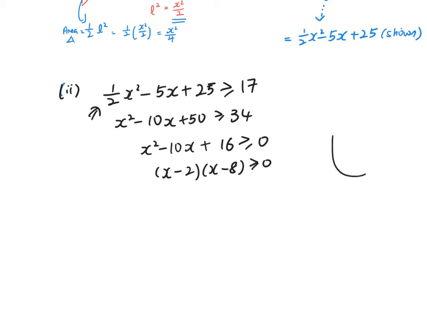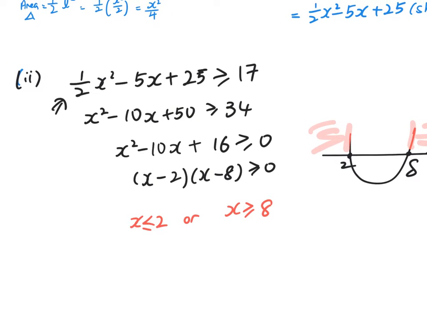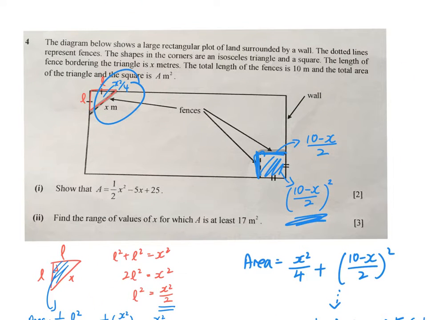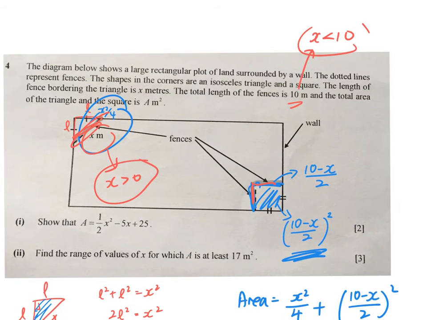Then just draw the graph out. This is 2, this is 8, and we do want the portion that's above, right? So that's basically x less than or equal to 2, or x is more than or equal to 8. Okay. But you must remember one thing. Always with inequalities, just like with log and many questions, you must know your function well. You must know that in the context of this question, there is some context. Number 1, because of this number 10, x cannot be more than 10, because the total length of all the fences is 10. So you must be sharp enough to see this. Number 2, x has to be a positive number. So these two are actually constraints that most people may forget.